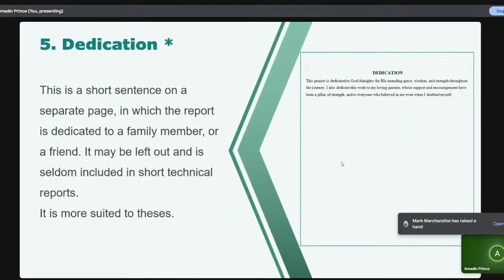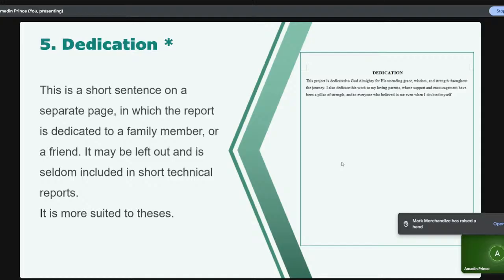Dedication is basically you committing your project to other people. As the name suggests, you are dedicating it to something or someone. Let's say your family members, your friends, your classmates, your lecturers, your God. So you are dedicating it to something.